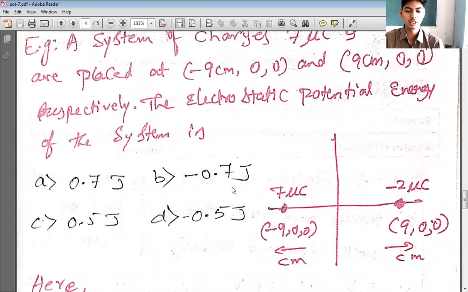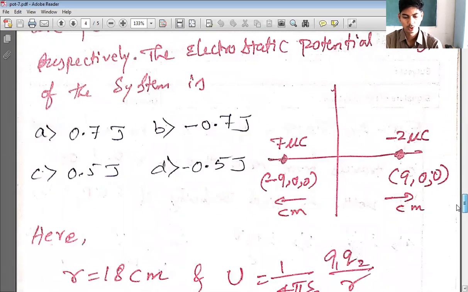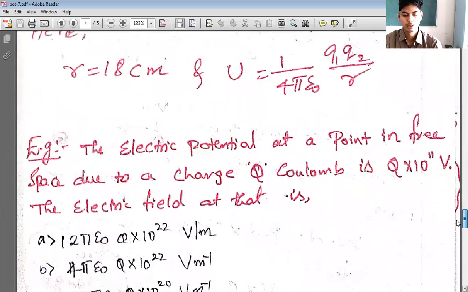Negative potential energy indicates that these two charges form a bound system. Positive and negative charges will be bound, or held together, by electrostatic force of attraction. There is an electrostatic force of attraction between these two. So you try to evaluate this problem.